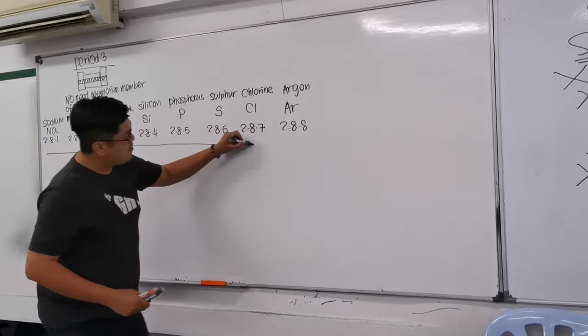So when you're moving across the period, from the left all the way to the right, your size is getting smaller. So this is what you should know. Top to bottom, size becomes big. Left to right, size becomes small.